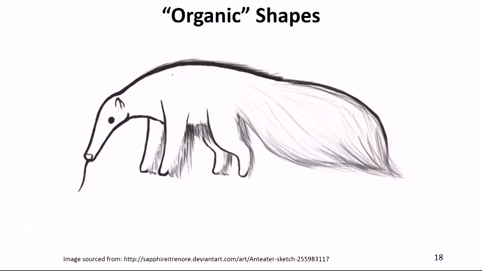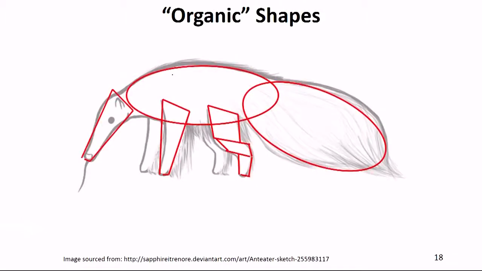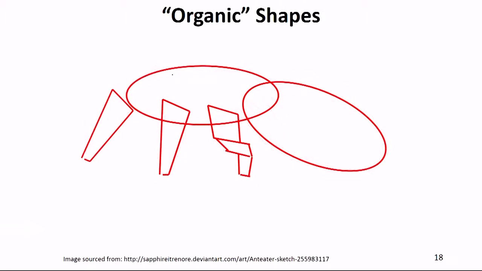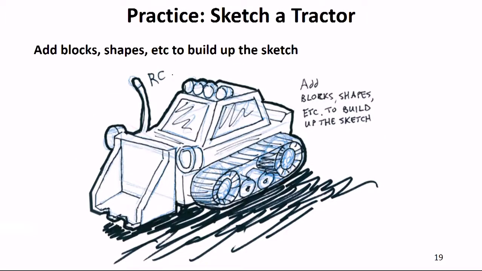A little bit about organic shapes. If you look at this, maybe this is a spiny anteater, but basically breaking it up into simple primitives works for 2D also. So practice sketching something else, keep the object in front of you and get it out. It doesn't have to be a tractor, but it can be something composed of multiple primitives, which when put together give you the whole shape. I want you to become better at building up the sketch, adding blocks and shapes to build it up.